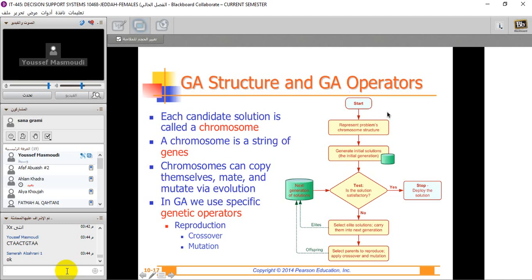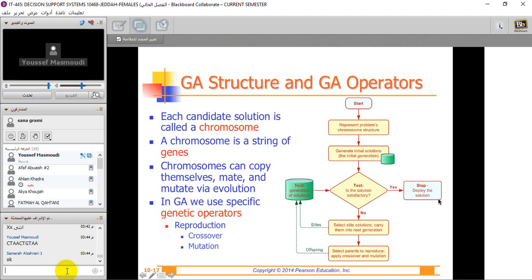So this is the structure of the algorithm from the start point. We represent the problem's chromosome structure, that means we represent the structure of our chromosome. Then we generate the initial solution, the initial generation, the first generation. Then, is the solution satisfactory? That means the fitness, the health of this population, is it good?